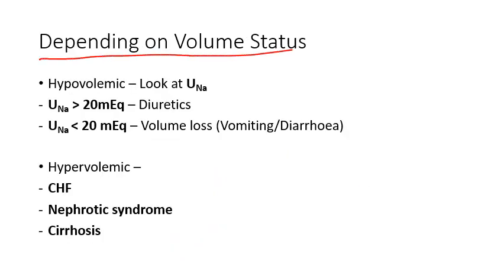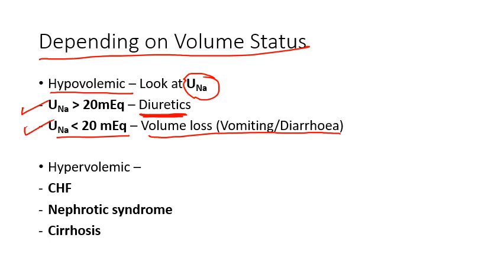So depending on volume status, if the patient is hypovolemic, then you should look at urine sodium. If urine sodium is more than 20 milliequivalents, it means that it is diuretics that is causing the hyponatremia. If the urine sodium is less than 20, it means the kidney is functioning fine. There is some volume loss in the form of vomiting or diarrhea, or say any bleed. So these two are very important causes of hyponatremia. Diuretics account for a large number of iatrogenic hyponatremias.